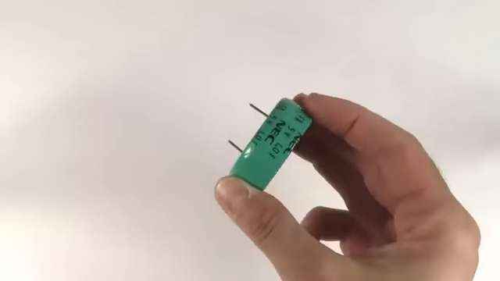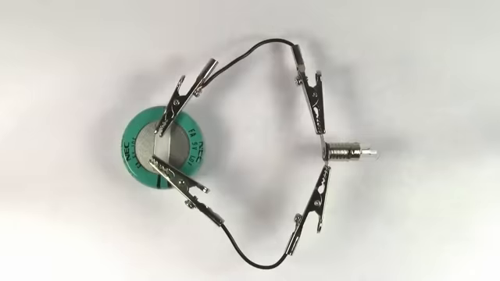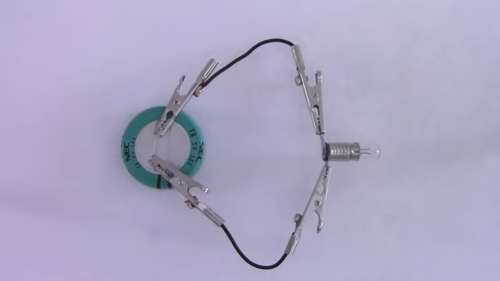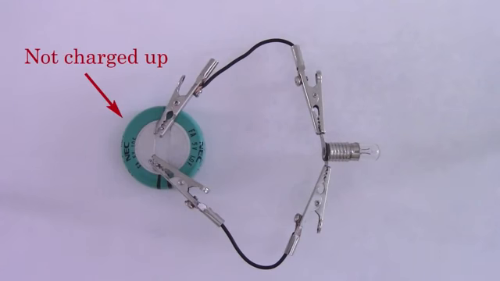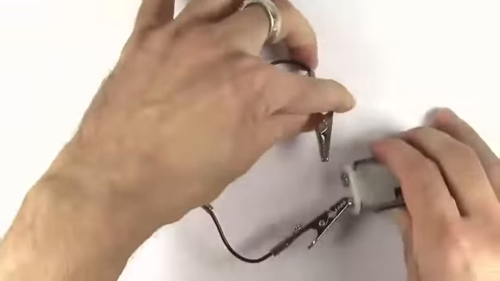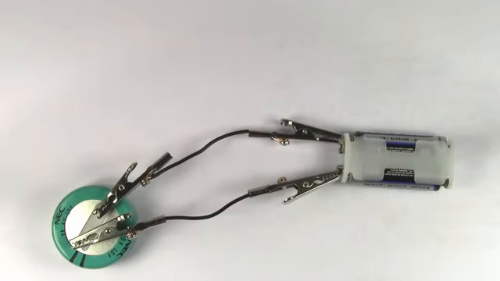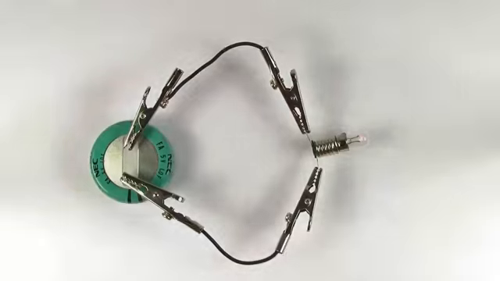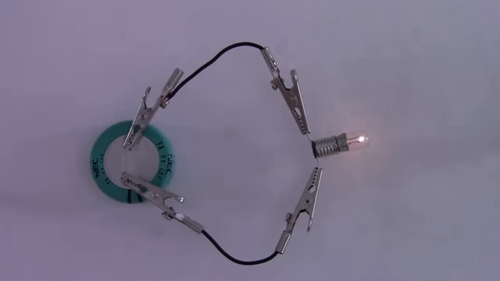Check out this capacitor. Look at what happens if I hook it up to this light bulb. Boo! Yeah, nothing happened because the capacitor is not charged up. But if we hook it up to a battery first to charge up the capacitor, and then hook it up to the light bulb, it lights up.